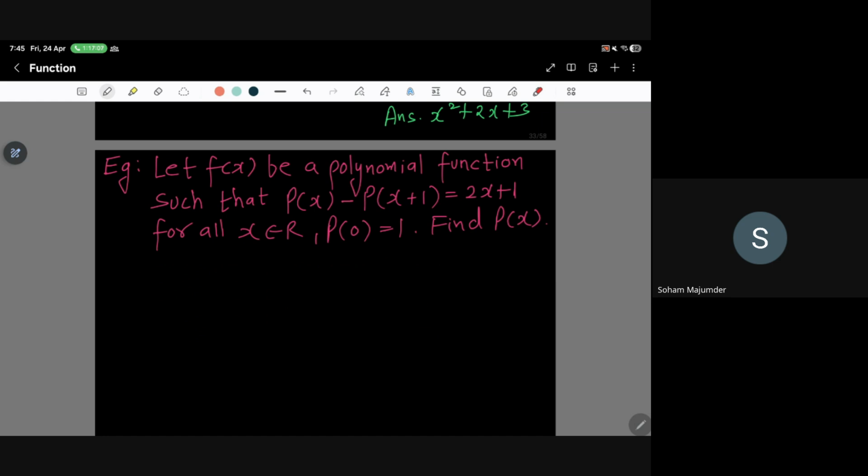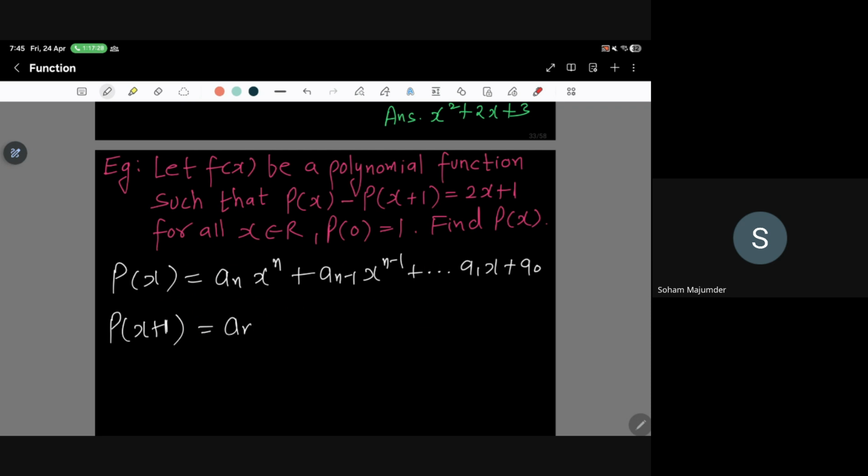Okay, so let's find the degree on the LHS first. So p of x is a_n x to the power n plus up to a_1 x plus a_0, and p of x plus 1 is a_n (x plus 1) to the power n plus a_(n minus 1) (x plus 1) to the power n minus 1, and so on.